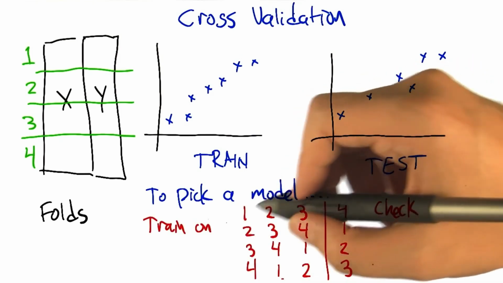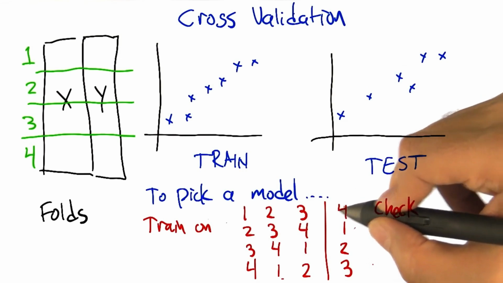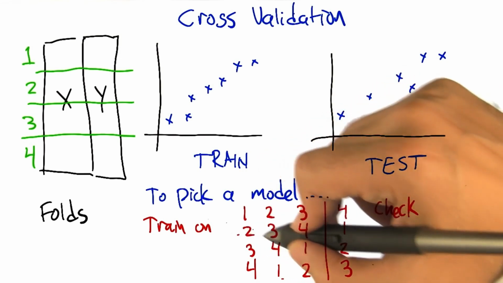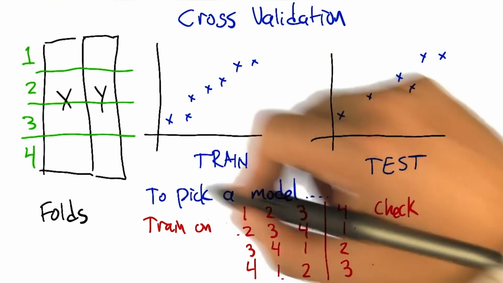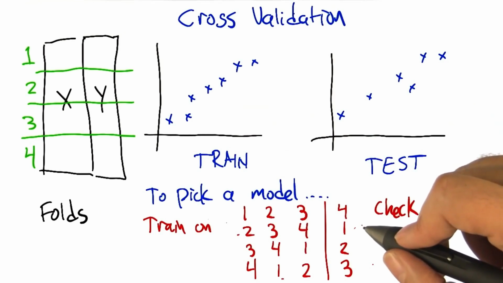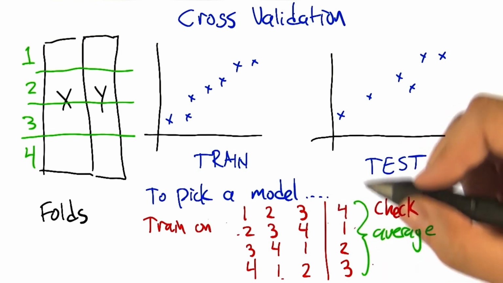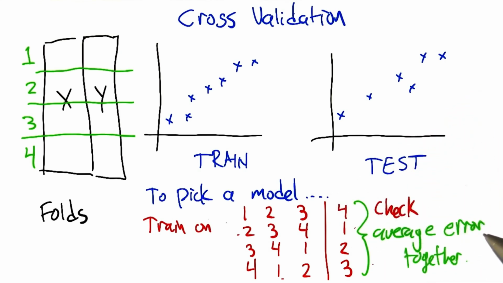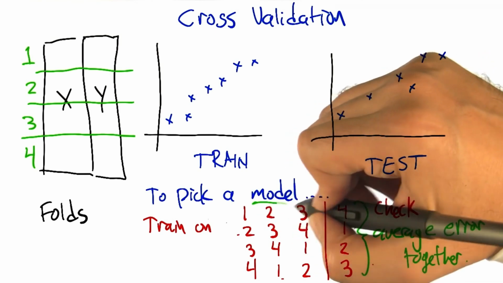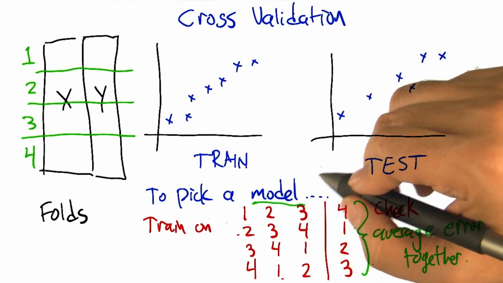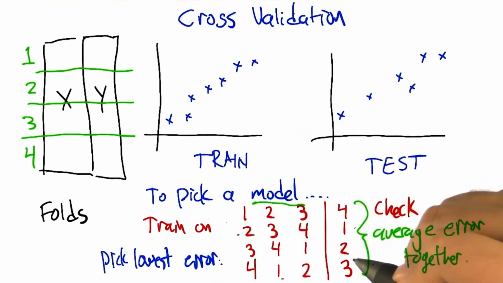All right, so what we're going to do is train on the first 3 folds and use the 4th one to see how we did. Train on the second, third, and 4th fold and check on the first one. We're going to try all these different combinations, leaving out each fold as a fake test set, and then average all these errors, the goodness of fit, to see how well we've done. And the model class, like the degree of the polynomial in this case, that does the best job, the lowest error, is the one that we're going to go with.